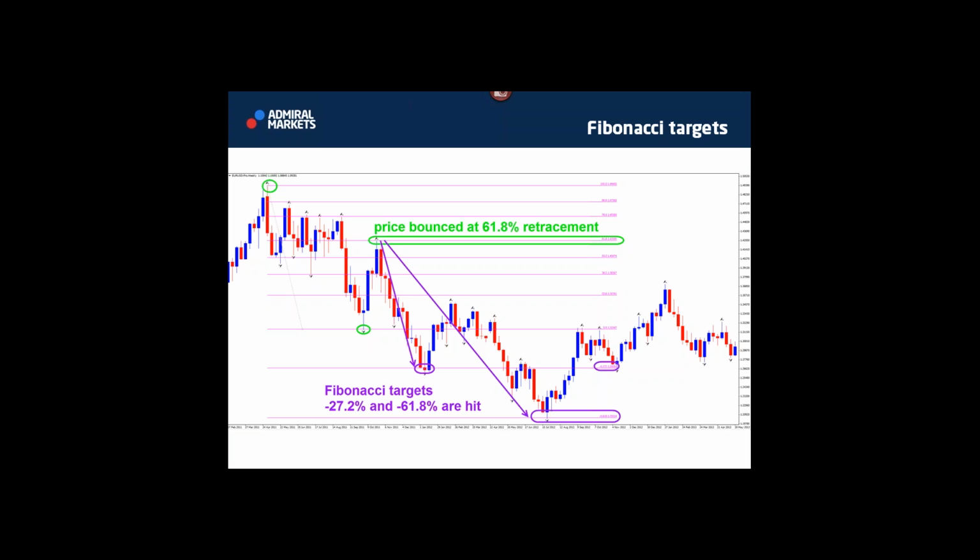Now, yes, sometimes price does go through it, skips the target, and goes to the next, but just like any fib retracement as well, there's a high percentage where price does respect it, stops at it, bounces off of it, even reverses from it.